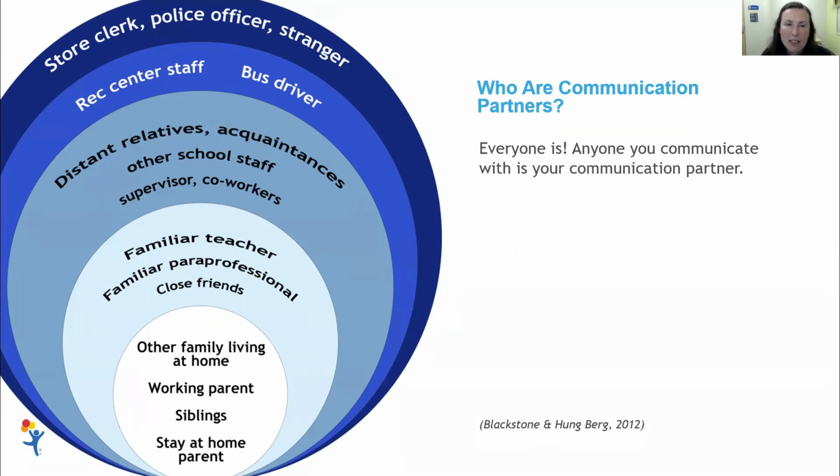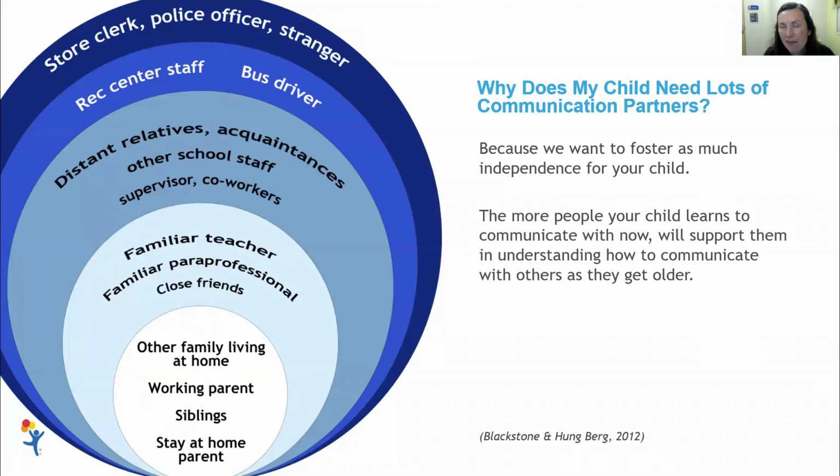And we can also look at this graphic or an image from Social Networks, which is by Sarah Blackstone and Hungberg in 2012. And this is such a great tool of thinking about what are the circles of individuals that your child is being exposed to. And really thinking about, why does your child need lots of communication partners? It comes down to, we want your child to be communicating with everyone from a very young age, because if they can learn these skills now, when they're adults, they'll be able to maintain relationships easier because they already know how to foster that relationship. They already are developing the skills to be able to communicate with people across circles.